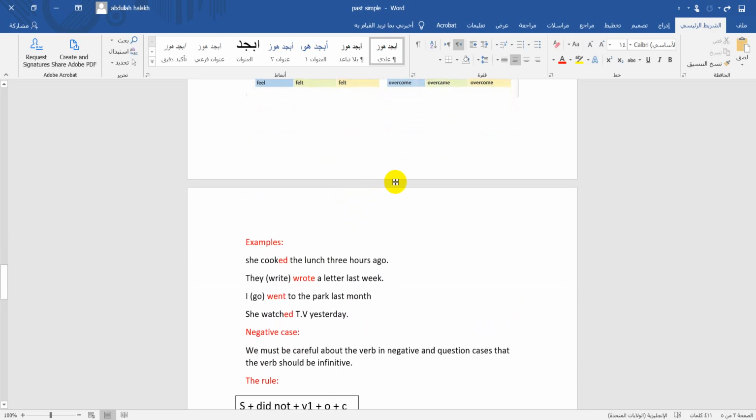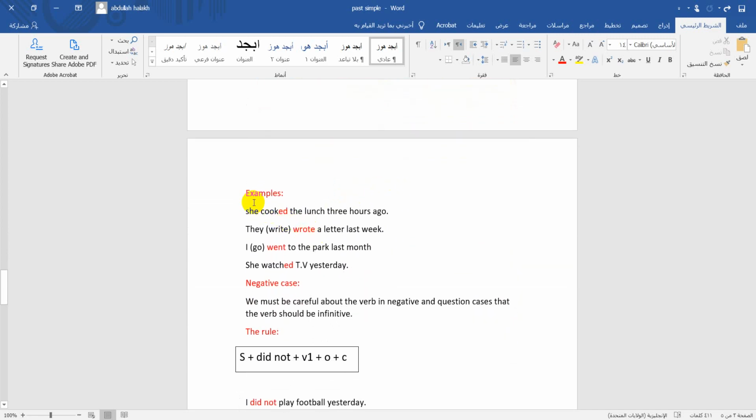Okay? Now, examples. The examples depend on what? On subject plus verb to plus object plus complement. Okay? So, when you are in exam, إذا كنت في اختبار, you must memorize and remember what? The rule. If you remember the rule, you can do any sentence, whatever you want. Just you should remember the rule and you should memorize a lot of words.